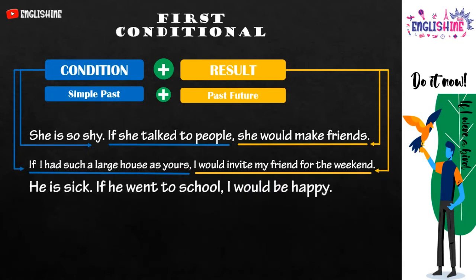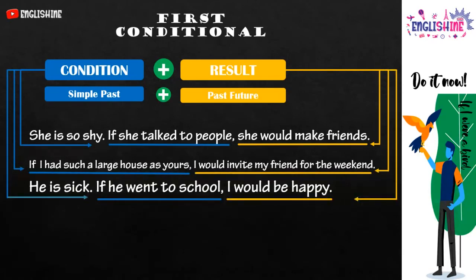He is sick. If he went to school, I would be happy. The condition is if he went to school, and the result is I would be happy. But he is sick. It is impossible for him to go to school.